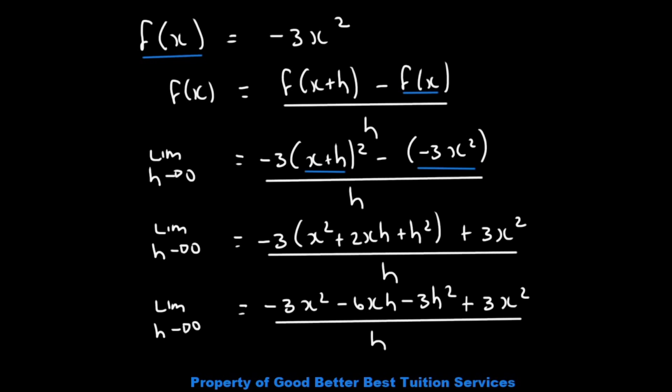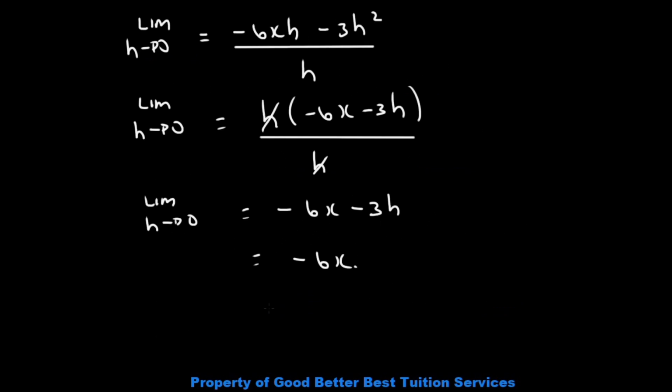And what we have, the minus 3x squared will cancel the plus 3x squared, and we are left with minus 6xh minus 3h squared over h. What do we do? We take out our common factor, and our common factor is h. Normally, we would take out the negative, but in this case, we aren't going to take out the negative, we just take out the h, so that the two h's will cancel, and we are left with minus 6x minus 3h.